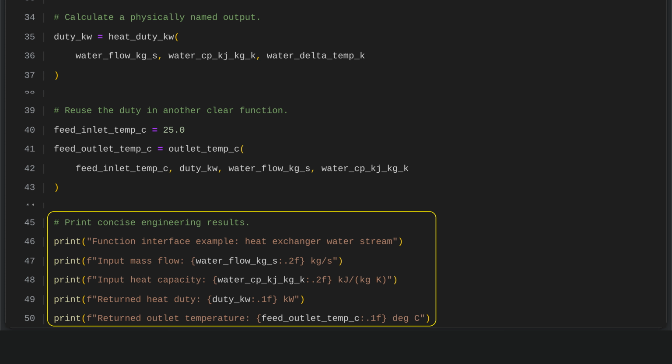The output presents key results for a heat exchanger water stream in a clear engineering format. It reports the mass flow rate and heat capacity to 2 decimal places, then shows the calculated heat duty and outlet temperature to 1 decimal place. Together, these printed values summarize the water flow, energy transfer, and exit temperature in an easy-to-interpret way.